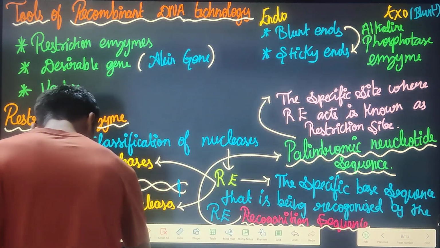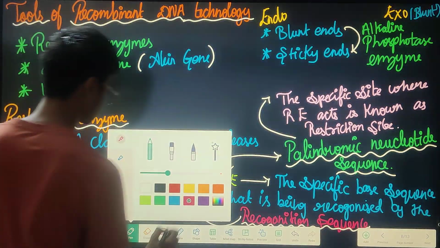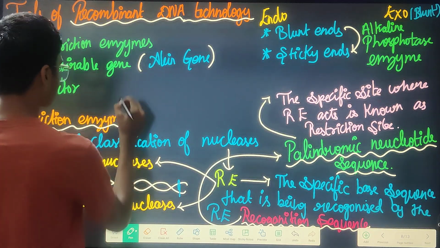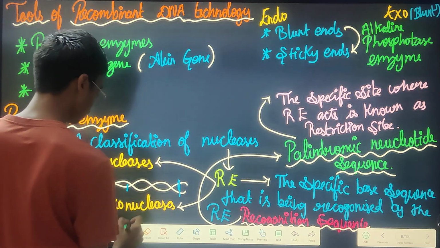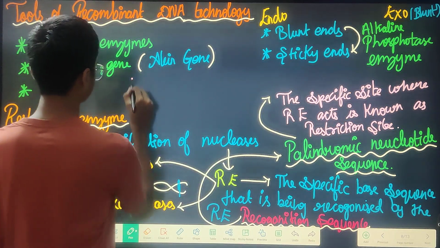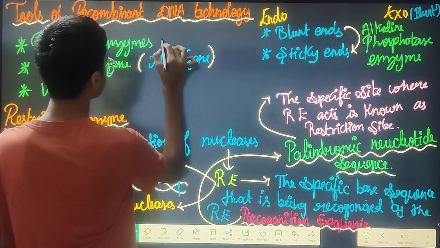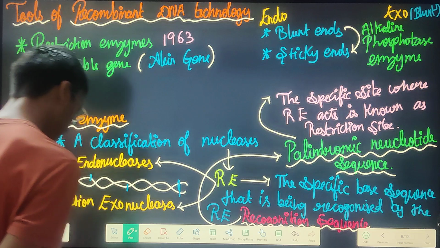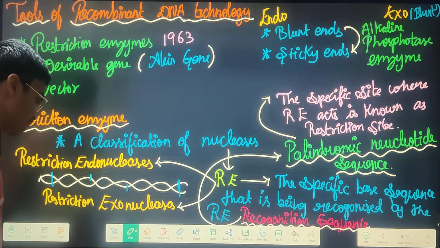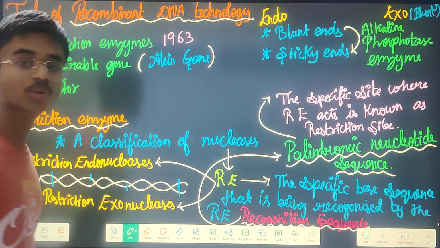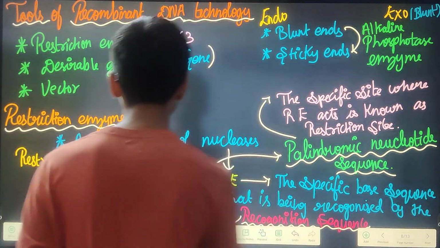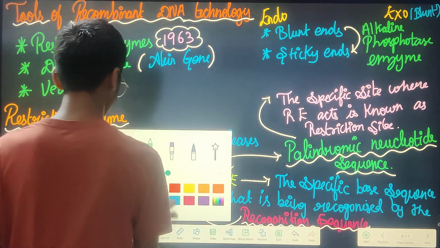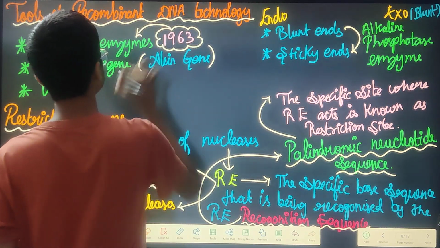Now we will come to some history points. In the year 1963, scientists found two enzymes that are responsible for restricting the growth of bacteriophage. They found two different enzymes.